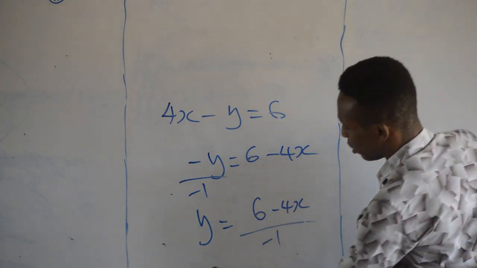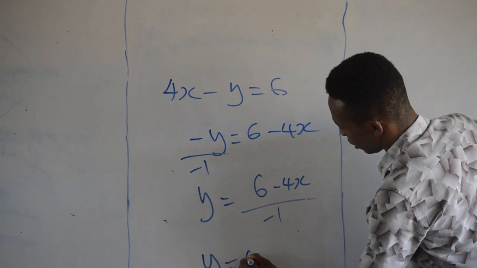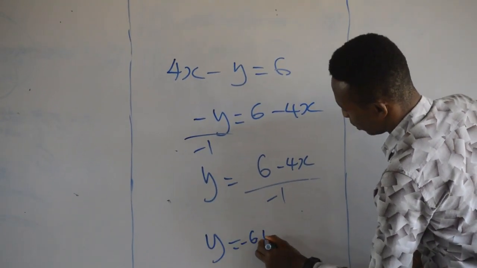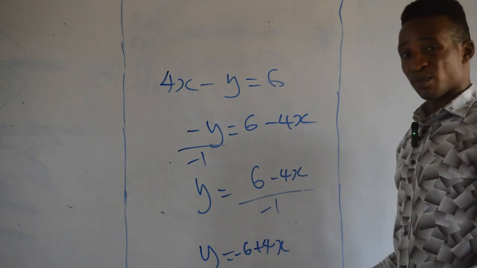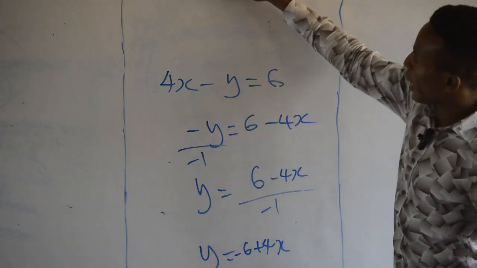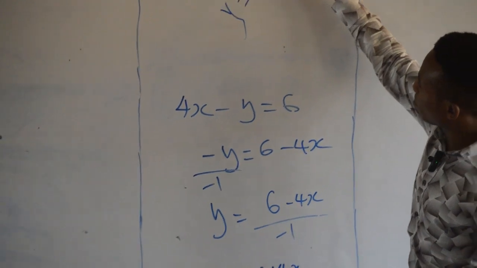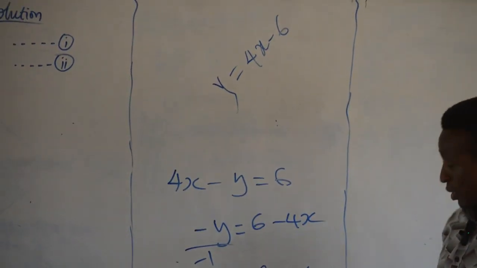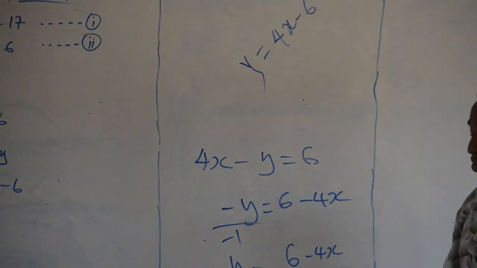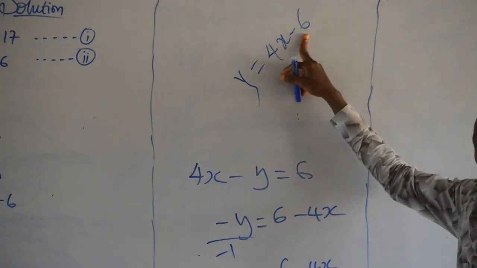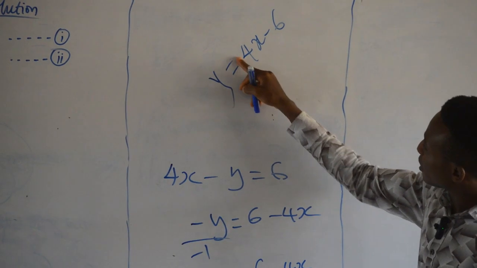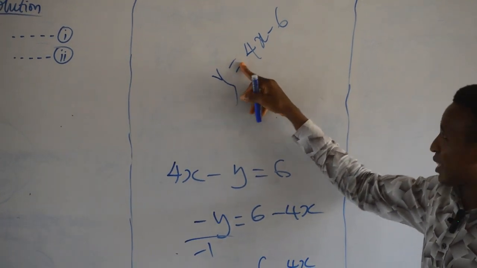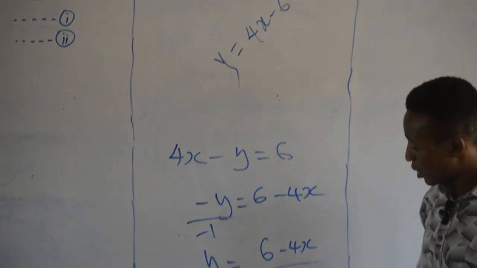So this now becomes y equals to minus 6 plus 4x. Now mathematically, when you have minus 6 plus 4x, you can still put it as y equals to 4x minus 6. You are still correct. When you have minus 6 on the right hand side, here minus 6 is still on the right hand side. 4x is having plus, there's still plus here, which is 4x minus 6.